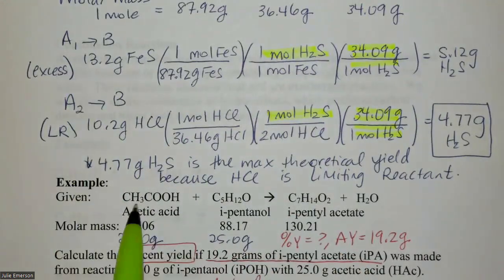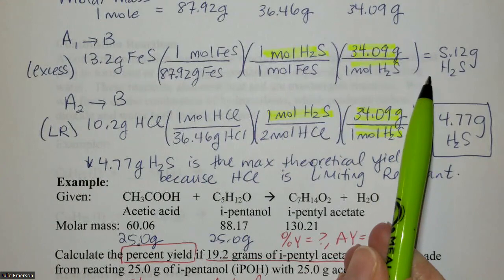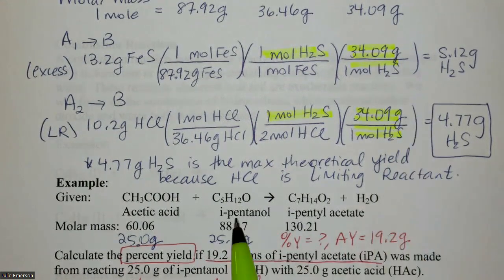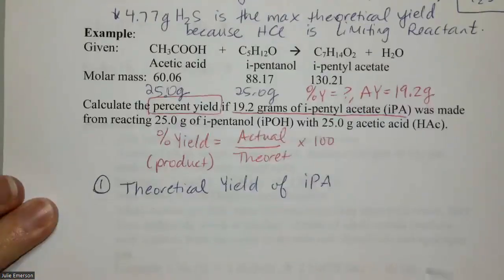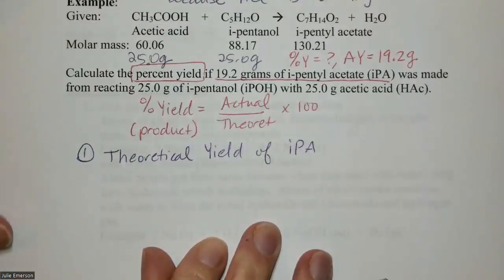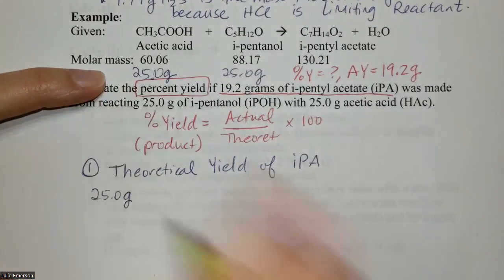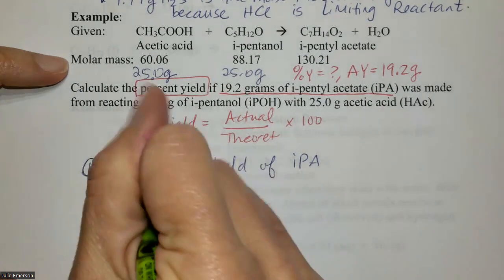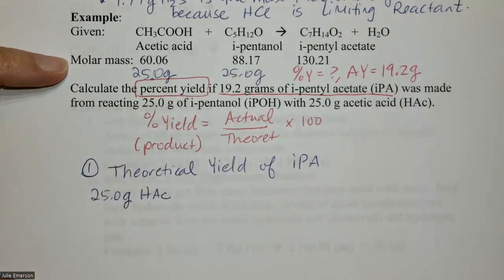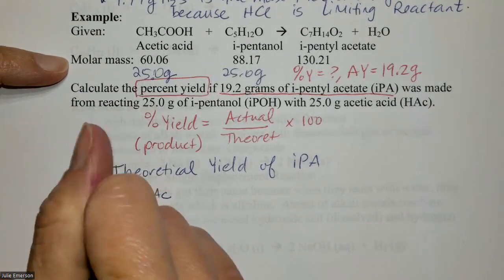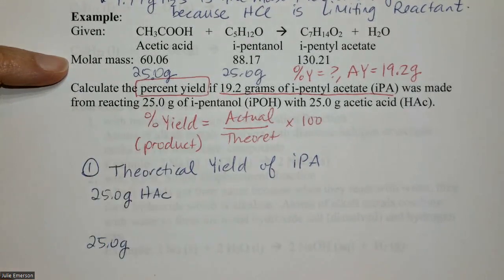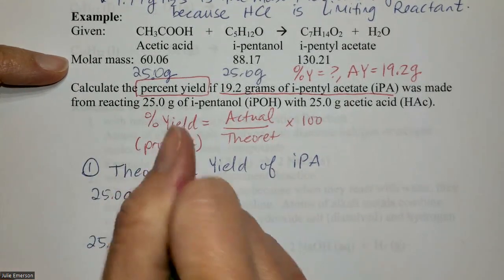Take your acetic acid, convert to isopentyl acetate. Start over, take your isopentanol, convert to the isopentyl acetate. The alternative way of doing this is you still start with both of your reactants. So we have 25.0 grams of the acetic acid, HAc, and we have 25 grams of the isopentanol, which was abbreviated as IPOH.